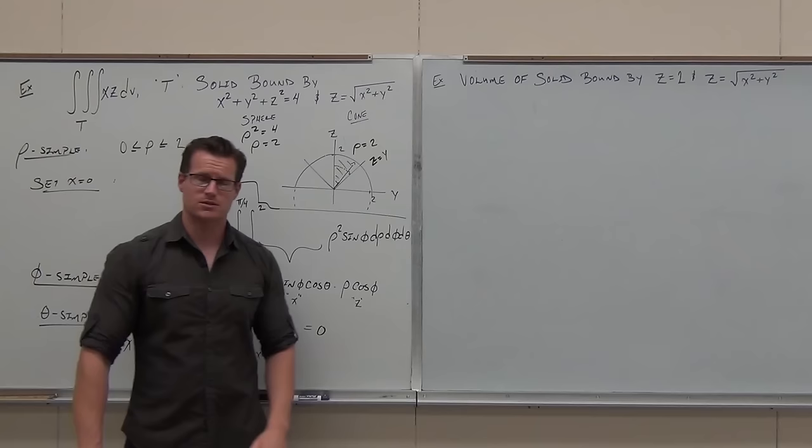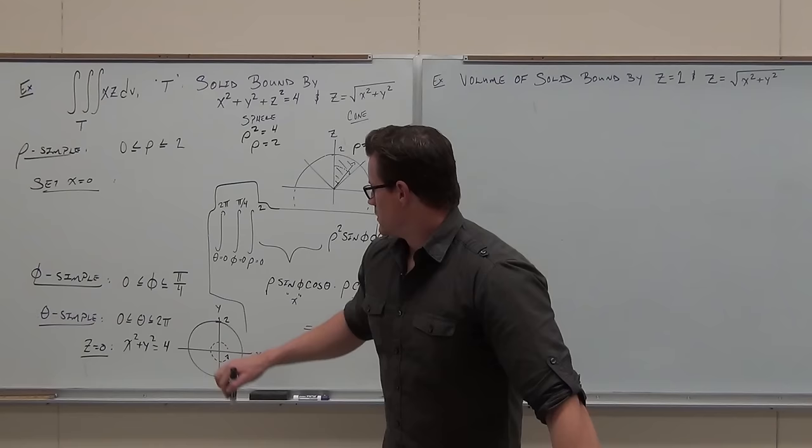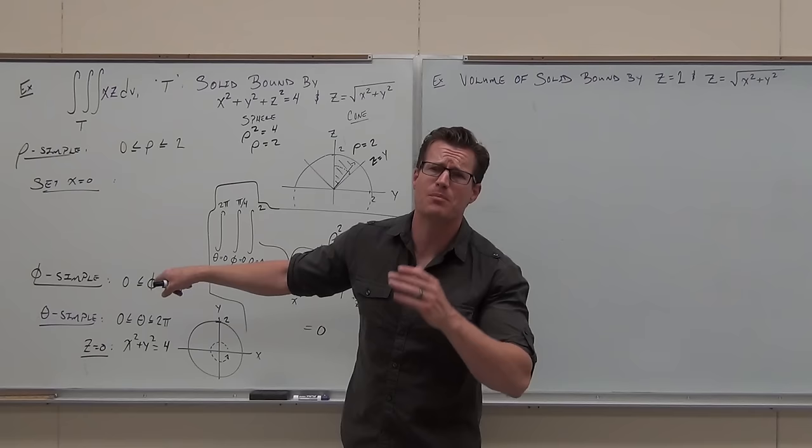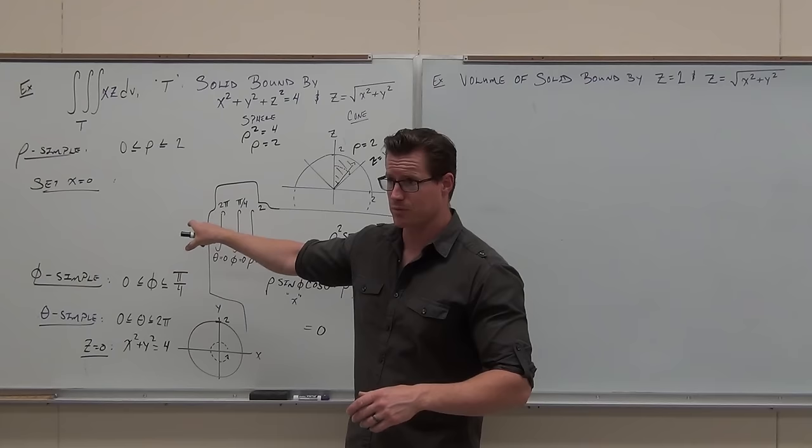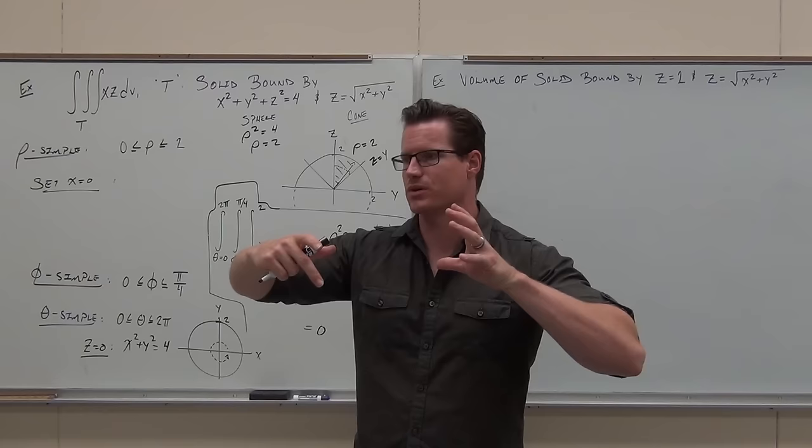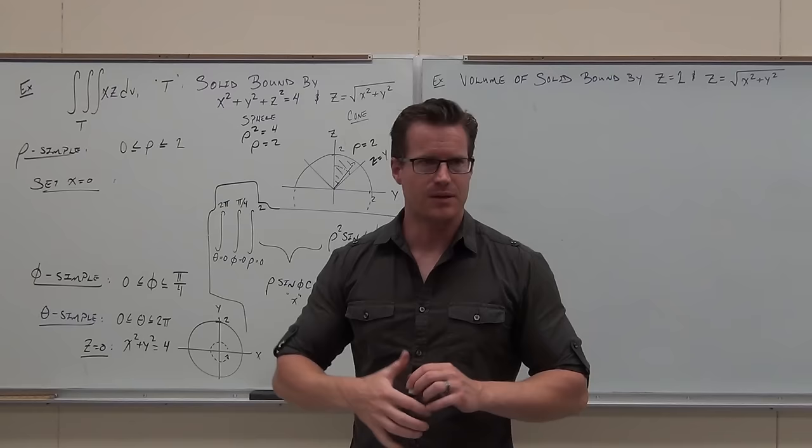How could you try to fix it? What would you do? Manipulate the data. This typically works. Not all the time, but most of the time. I'd go from 0 to pi and multiply by 2, or 0 to pi over 2 and multiply by 4. That typically works for things that are symmetric. That's the idea. Show of hands if that makes sense to you.